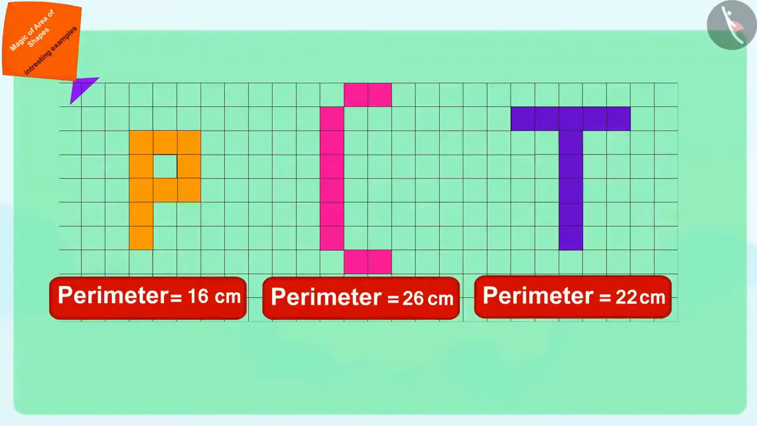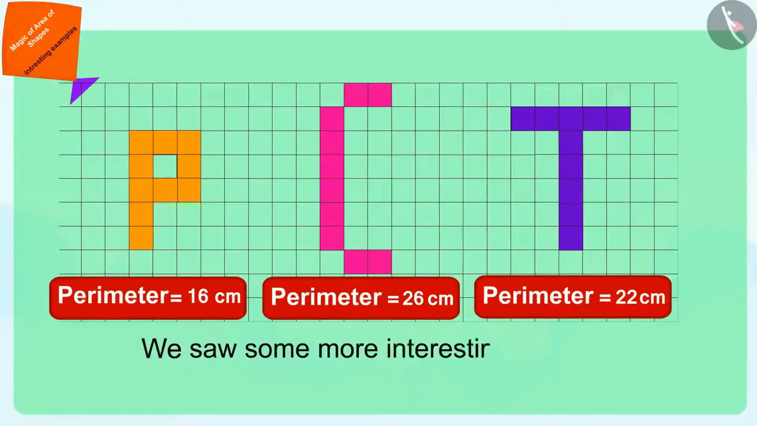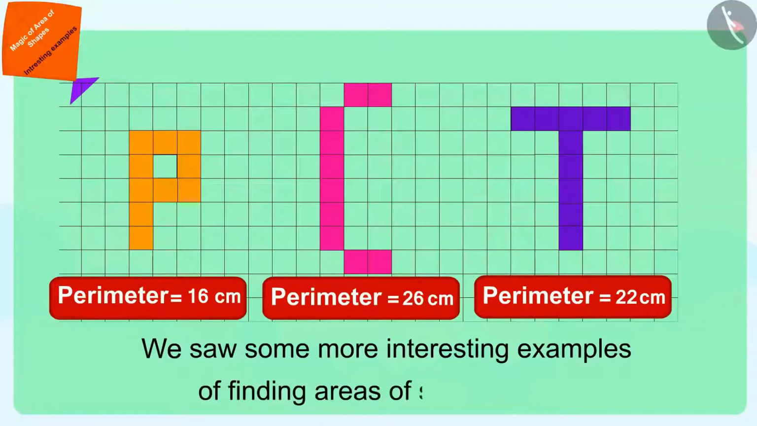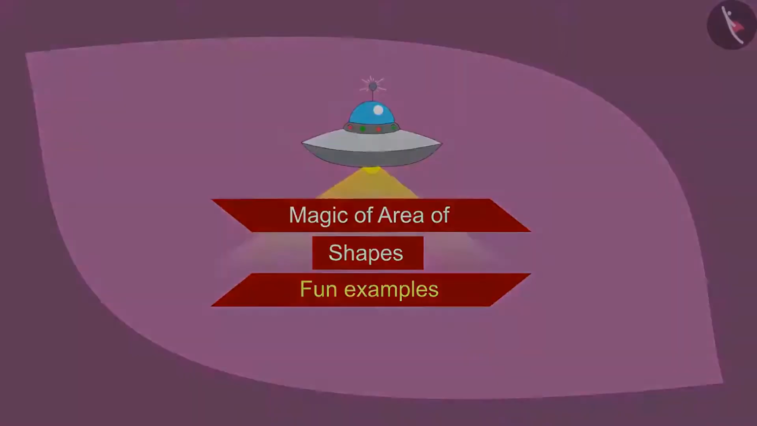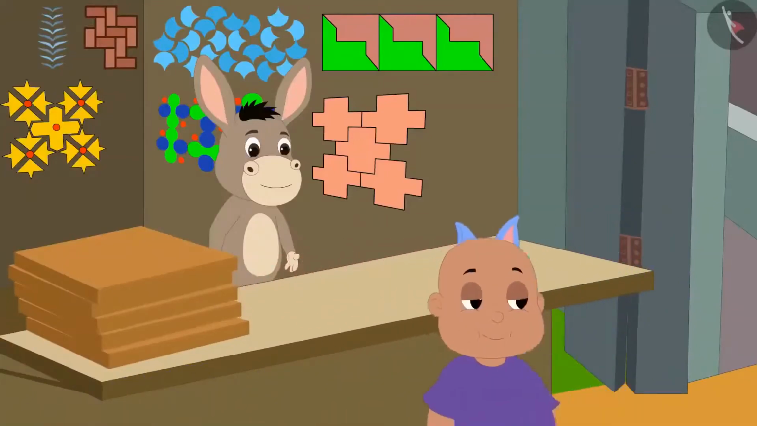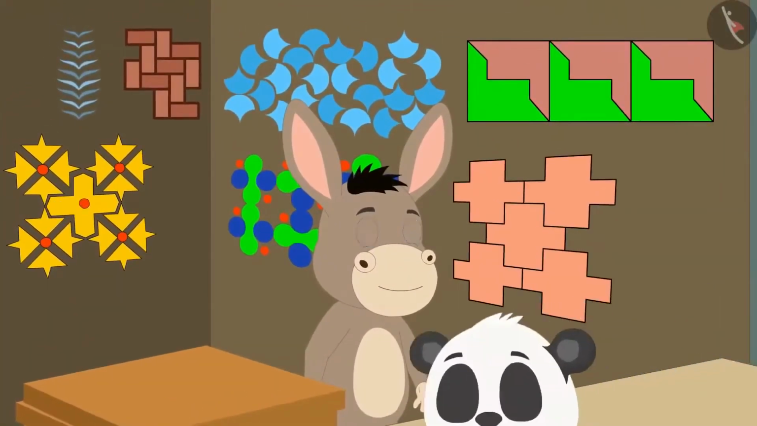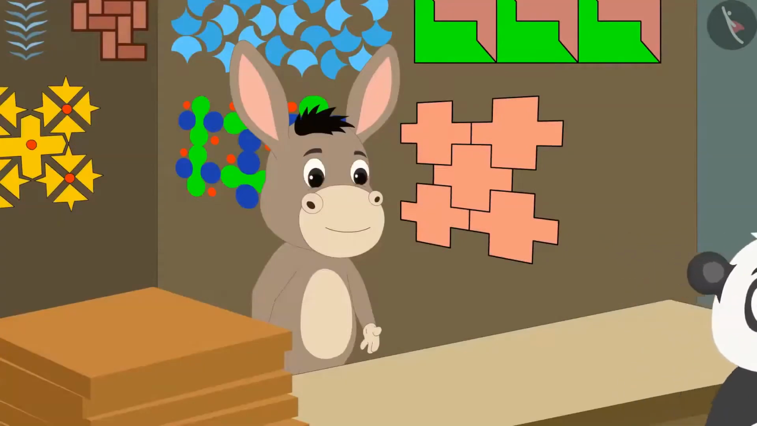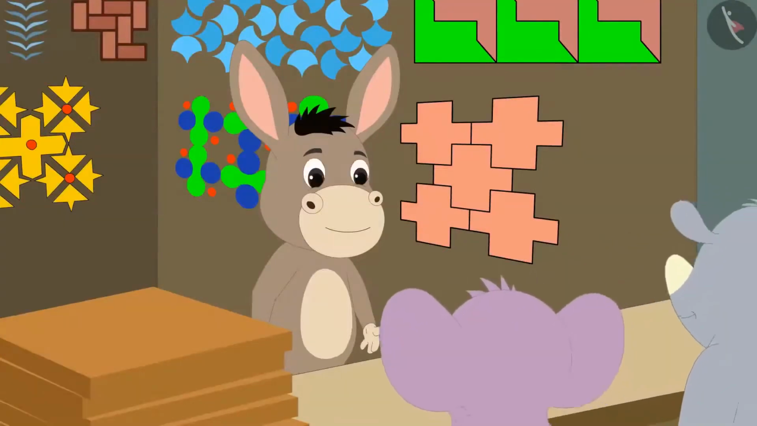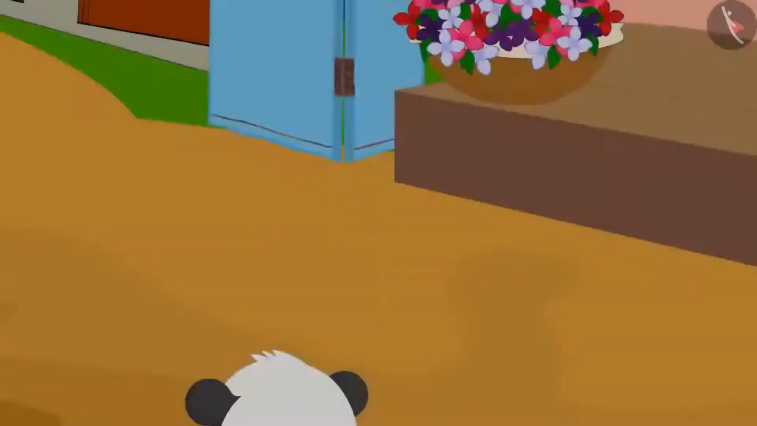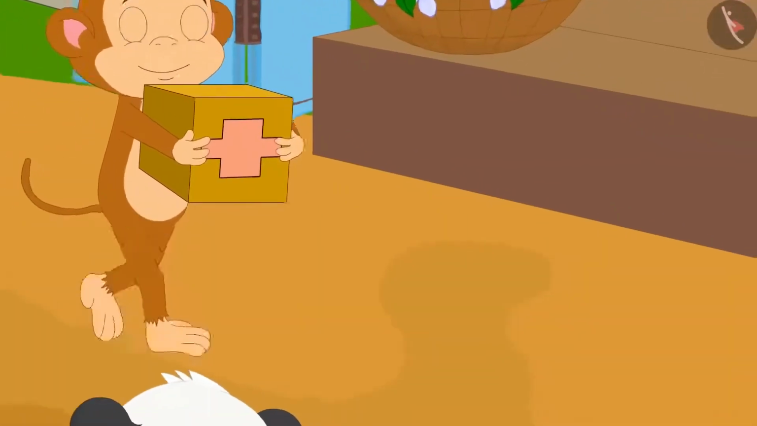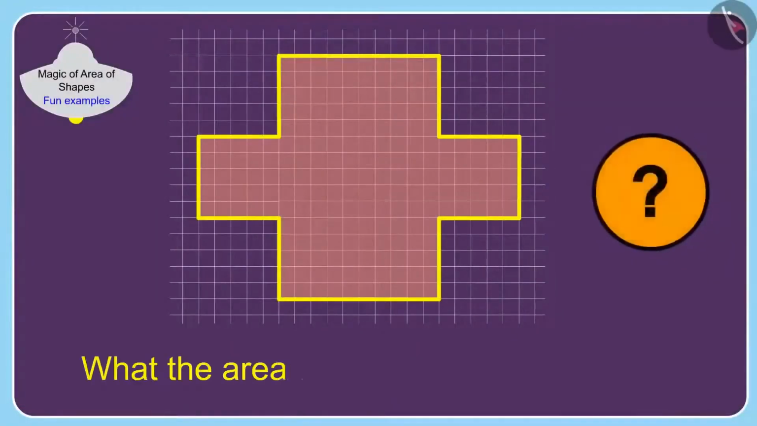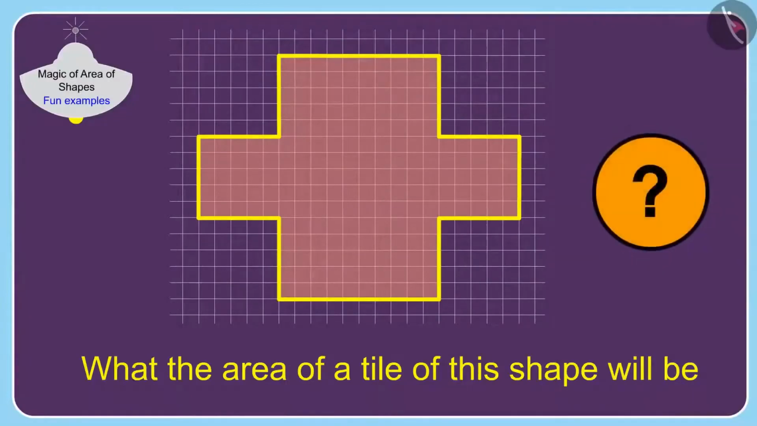Hello children! In the previous video, we saw some more interesting examples of finding areas of shapes. In this video, we will see even more interesting examples related to this. Tiles of very beautiful and unique shapes have become available in the market these days. Everyone is decorating their homes with these tiles. Babban bought tiles of this shape to decorate his house. Children, can you tell what the area of a tile of this shape will be?